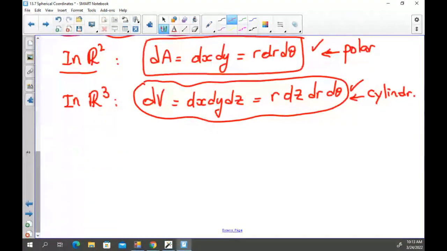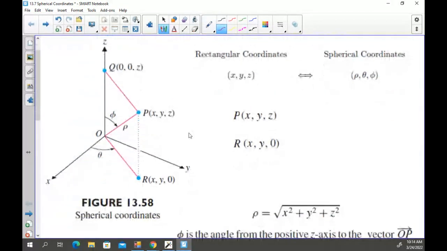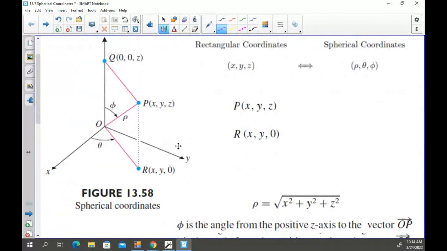So today we will add another set of coordinates. In R3, we will add what we call the spherical coordinates, and that's it. Spherical coordinates. Today's class, I will introduce you to this idea of spherical coordinates. So let's see what they are and how we work with them.